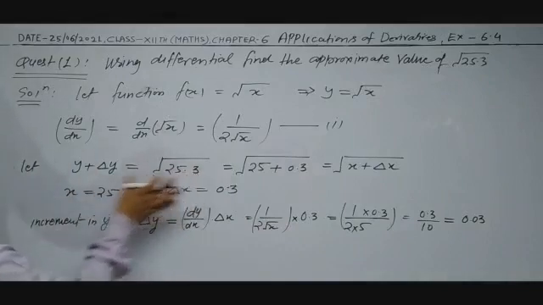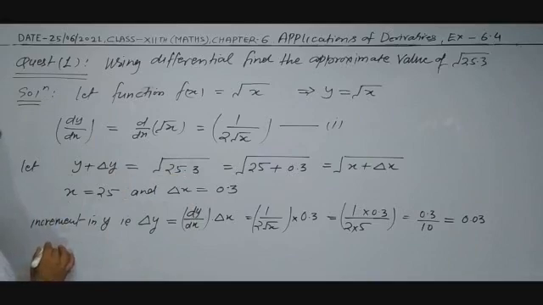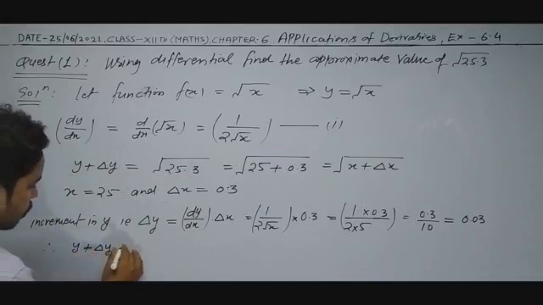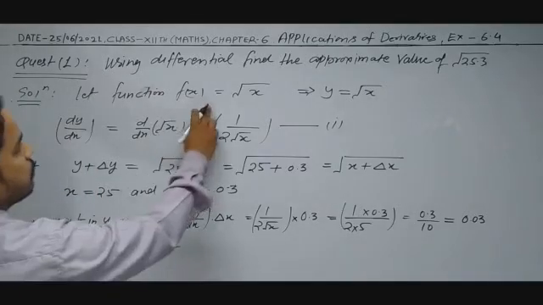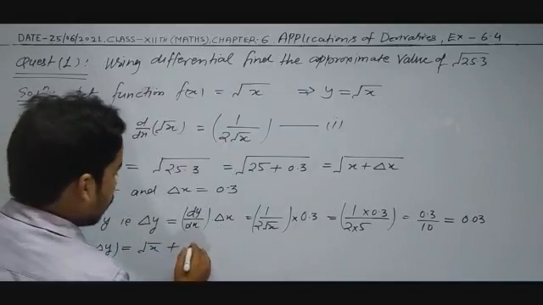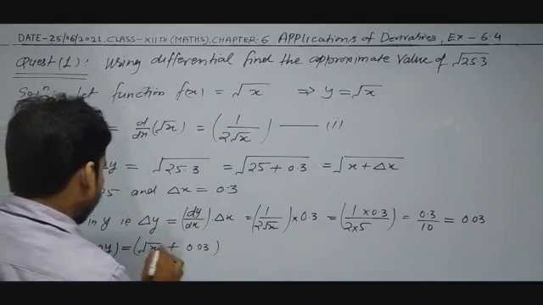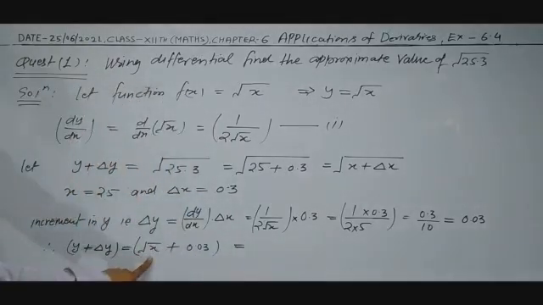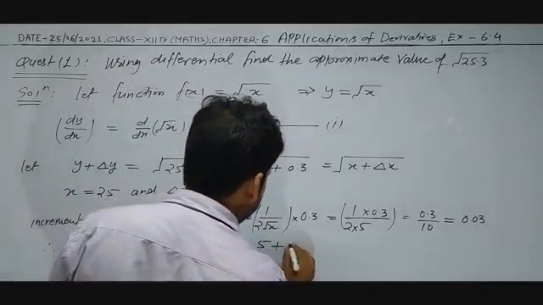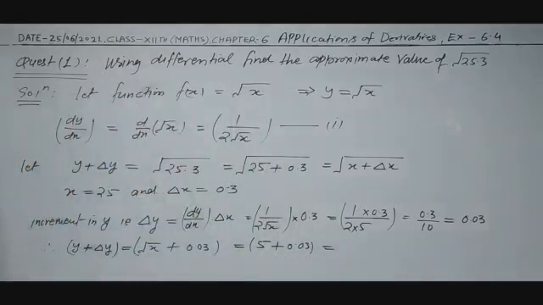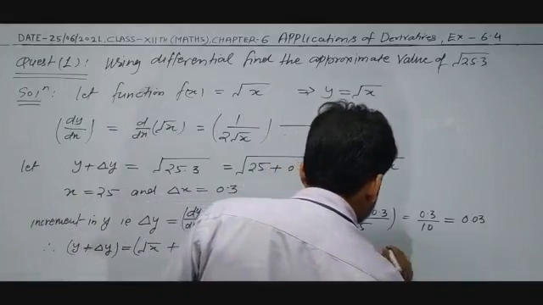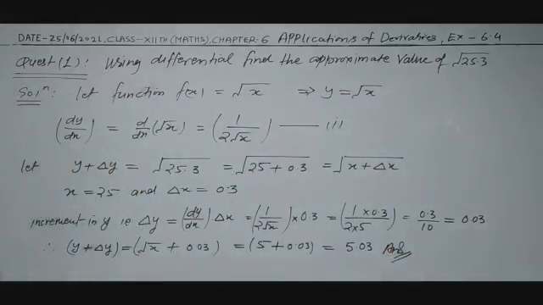So we have to find this value, which is equal to y plus del y. Therefore y plus del y is equal to root x, since the y value is root x, plus the del y value 0.03. The x value, you know, is 25, and the square root of 25 is 5, then 5 plus 0.03, the value is 5.03. So 5.03 is the answer.